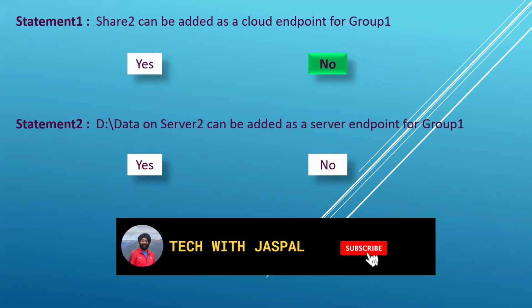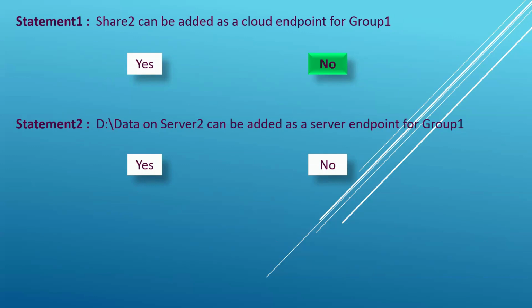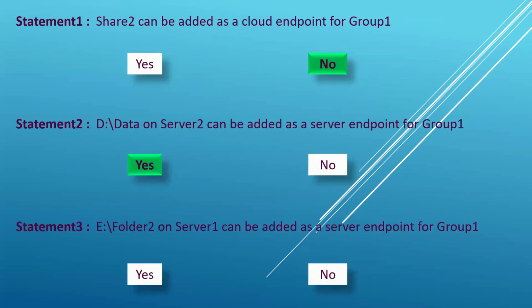Now the second statement is D Data on Server 2 can be added as a server endpoint for Group 1. A sync group can have multiple server endpoints as I stated earlier, so this statement is correct. D Data on Server 2 can be added as a server endpoint for Group 1.